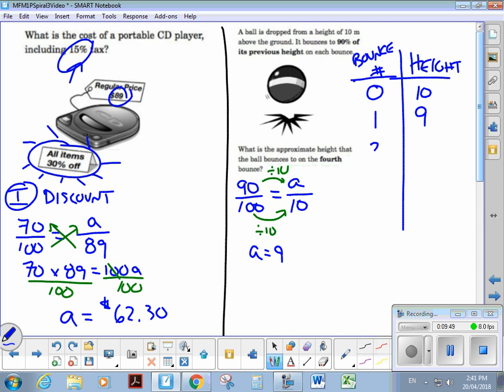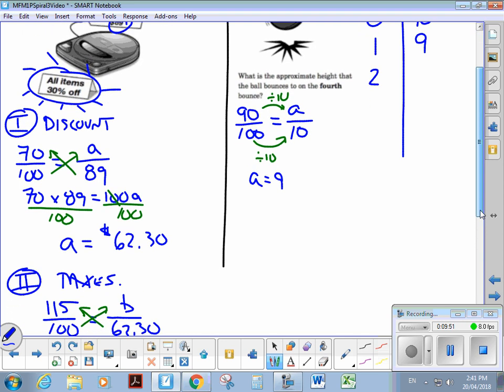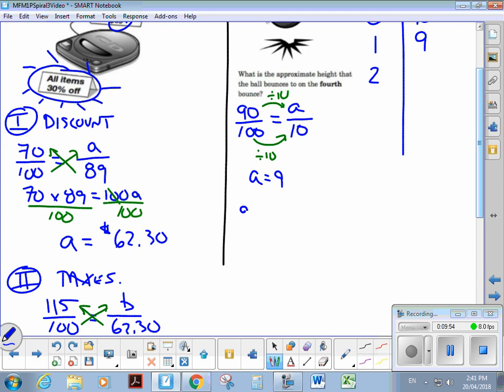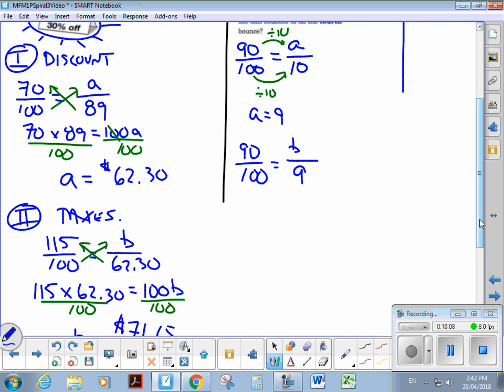So the second bounce, I'm just going to show you what the pattern is going to be. 90% of the previous bounce. So this time, it was 9. And now we're looking for B. All right. So let's talk about shortening this up a little bit. What is 90 divided by 100? Well, 90 divided by 100 is decimal 9 equals B over 9.